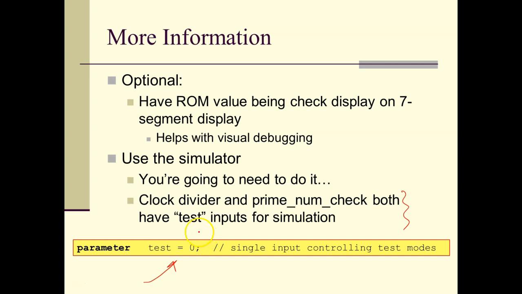So essentially what you need to do is set this parameter to 0 and make this test input the input to the test inputs on those two modules. The idea is that you only have to change this variable right here to put it in test mode. So test mode would be a 1, a non-test mode would be a 0. Non-test mode means you're actually implementing it on the board.